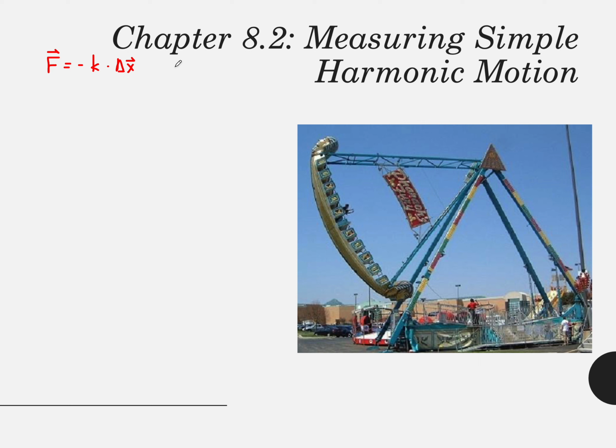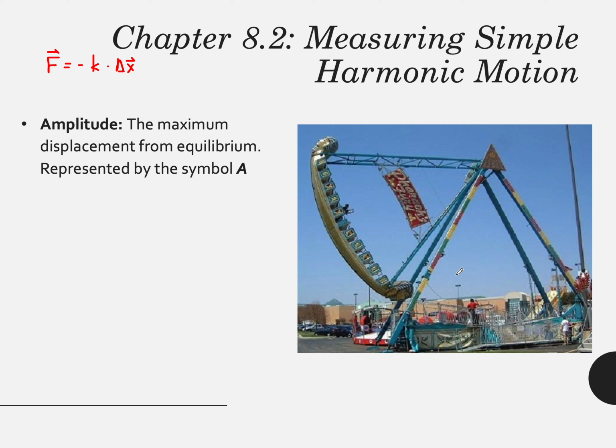But now let's talk a little bit about the numbers. So first of all, a couple definitions. Amplitude is the maximum displacement from equilibrium, and it's represented by the symbol A. It's usually measured either in meters if you're talking about a mass spring oscillator, or in theta if you're talking about an angle. In this case, the amplitude of this boat ride would be the angle between its equilibrium position, which is straight down, and either one of the endpoints. That amplitude should be the same on both sides.